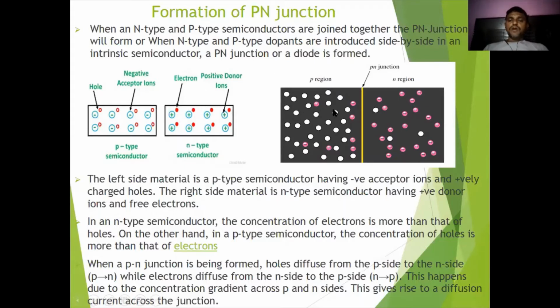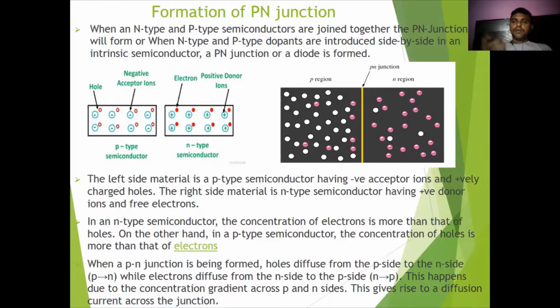After the formation of the PN junction, next we will go for the open circuit condition. We will study the open circuit PN junction. Open circuit means we are not applying any external voltages to it. We just take the PN junction that is formed at room temperature.